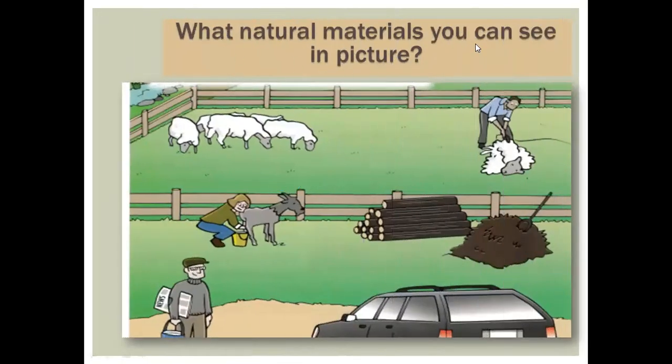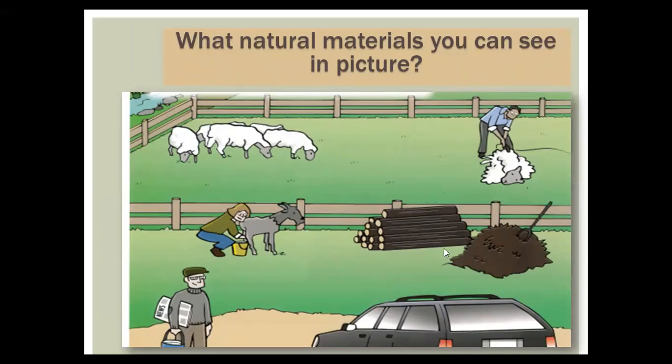What natural materials can you see in this picture? See carefully, boys. Here, what are the natural materials? Wood, wood is natural. Milk is natural. Wool from the goats, they are natural. What about the car, newspaper, and a bucket? Glasses, clothes, they are all man-made. Humans, who made humans? Goats and sheep, they are products of nature.